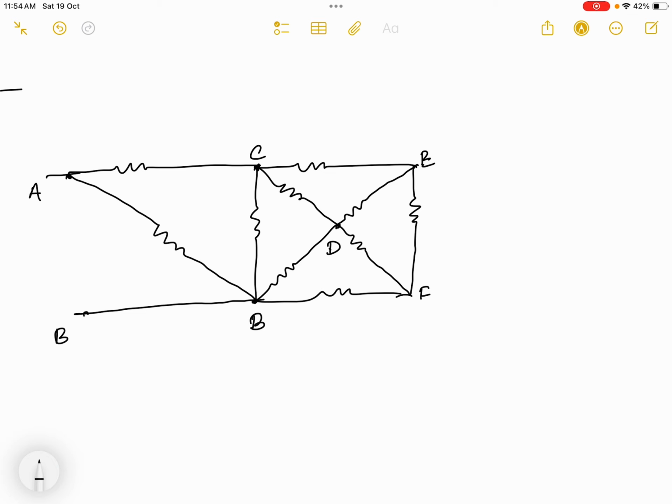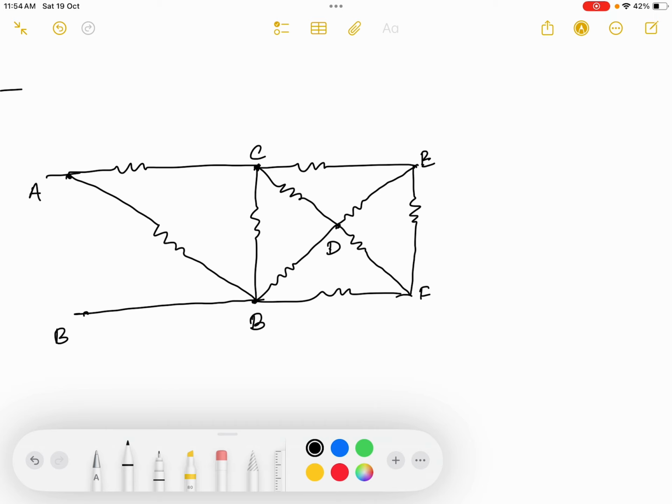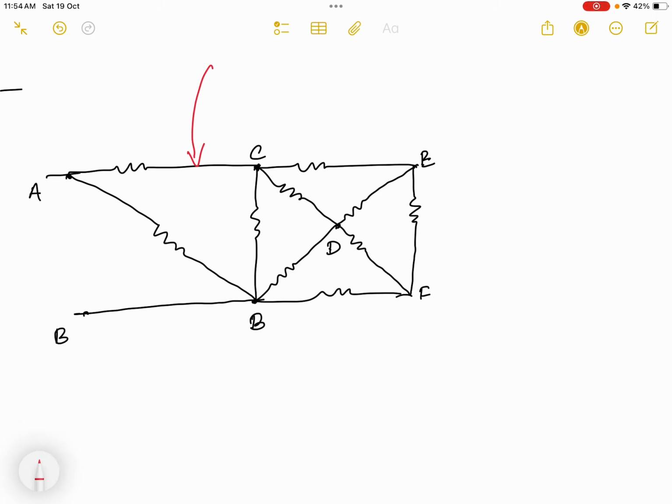Okay, so first I want to decompose this particular delta. So this is delta 1. When I decompose delta 1, I need to use the delta to star formula, how to convert delta to star. So first I will draw the delta to star. If I decompose this delta into star, I will get a diagram like this.